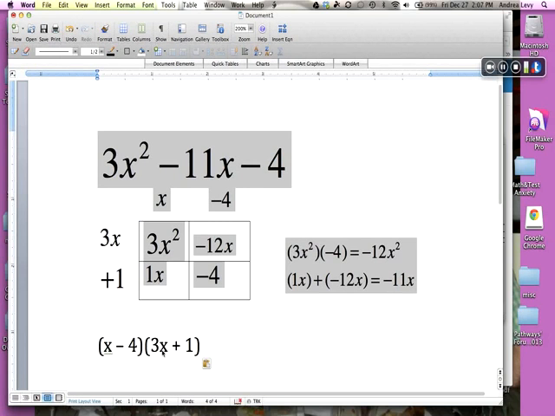In order to check this, you can use FOIL. X times 3x, first times first, gives us the 3x squared. When you multiply outer times outer and inner times inner, we get x times 1 gives us 1x, and negative 4 times 3x gives us negative 12x. When we add those together, we get our middle term, negative 11x. And then last times last, negative 4 times the positive 1 gives us the negative 4.